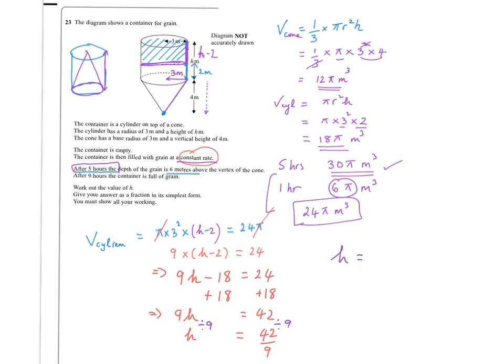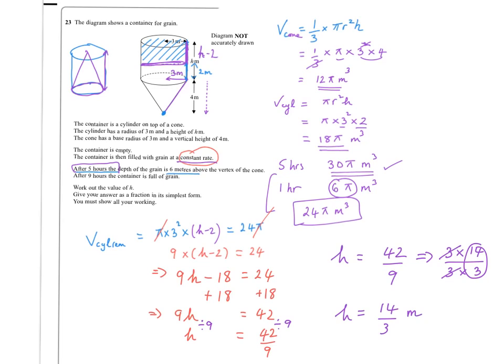So if H is 42 over 9, then you can leave it at that, but you should know that 3 goes into 42 14 times, and 3 goes into 9 3 times. So this cancels, and you're left with a seemingly wrong answer, because I'd be worried about that, to be honest, if I was in the exam.